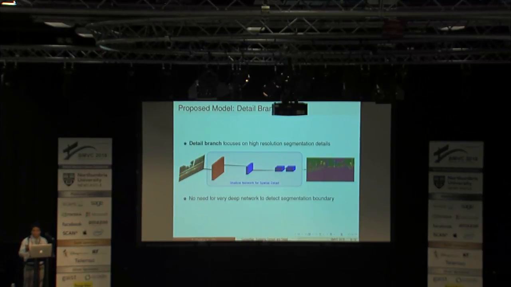And in the detail branch, we don't need a large field of view. We need a small field of view, but we need high resolution images. So we want to learn these things on high resolution images, but we just need a very small field of view. This means we don't need many layers, just 3-4 layers is fine.